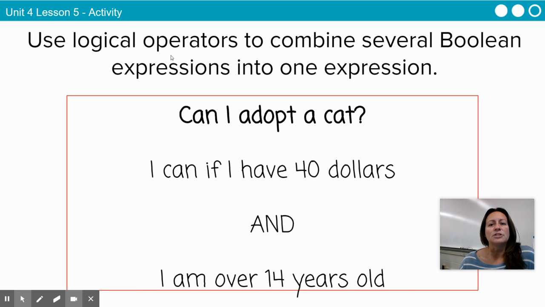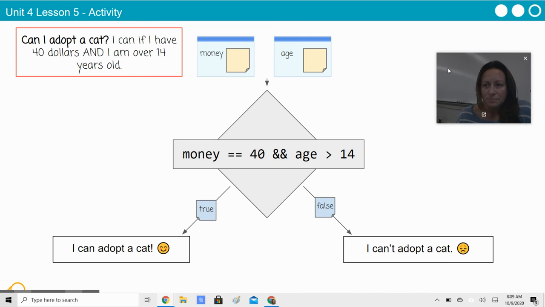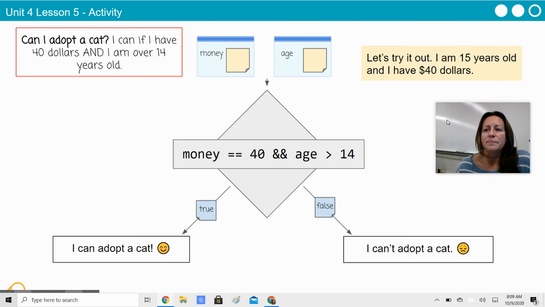Now we're going to use logical operators to combine several Boolean expressions into one expression. We call this a compound Boolean expression. Can I adopt a cat? I can if I have $40 and I'm over 14 years old. So let's try it out. Here's the expression: money equals 40 and age is greater than 14.